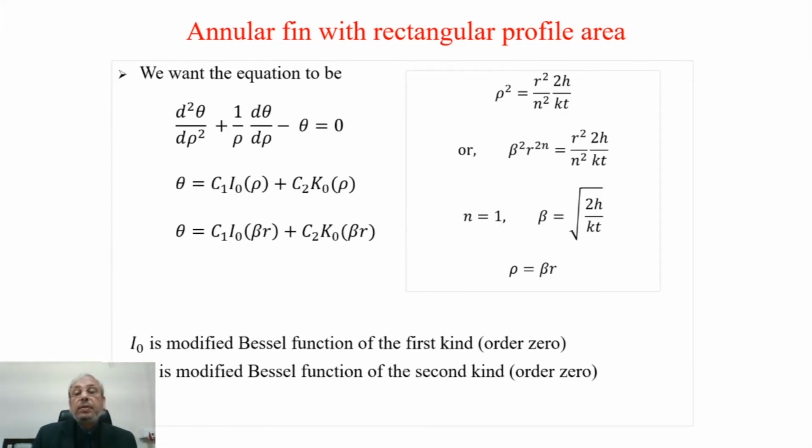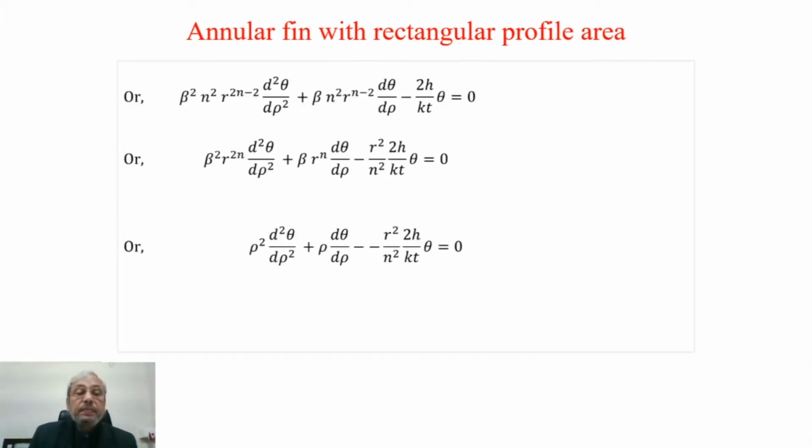And this governing equation, if it has to make physical sense, we have to reduce it by dividing by rho square and get a form d2 theta d rho 2 plus 1 by rho d theta d rho minus theta, so that it becomes basically our known equation, like Bessel's equation or modified Bessel's equation. It will become the modified Bessel's equation.